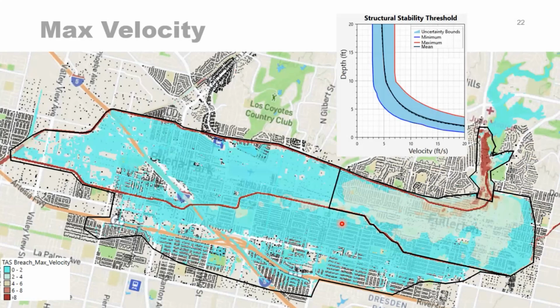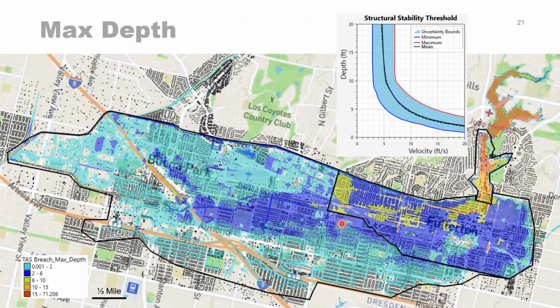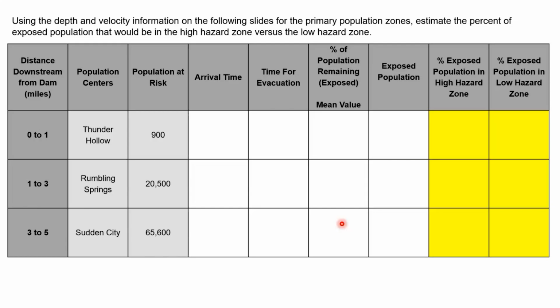So if you think everyone in Thunder Hollow is above that black line, you can say 100% of exposed population is high hazard. If you think no one in Sun City is, you can do the opposite. We're trying to estimate the percent that meet this criteria, both depth and their combination of max depth and velocity gets them above that black line in each of these 3 different reaches. That makes sense? I think this one has a lot more guesswork, in my opinion. So don't feel bad if you get different percentages than your neighbor, in the same order of magnitude.